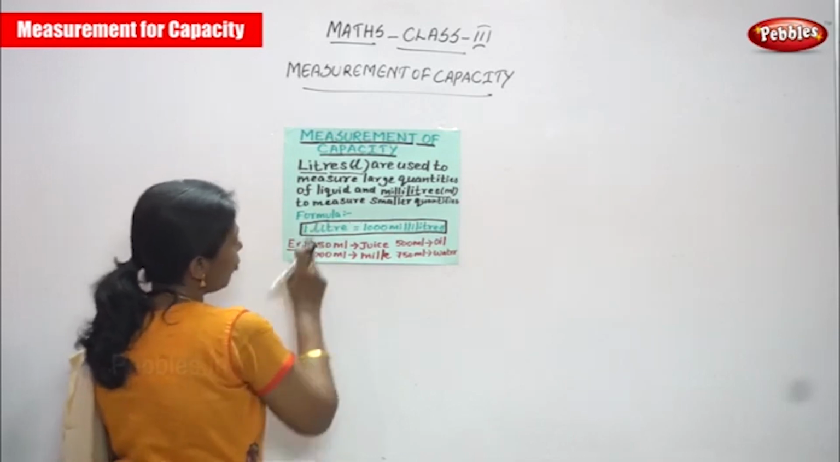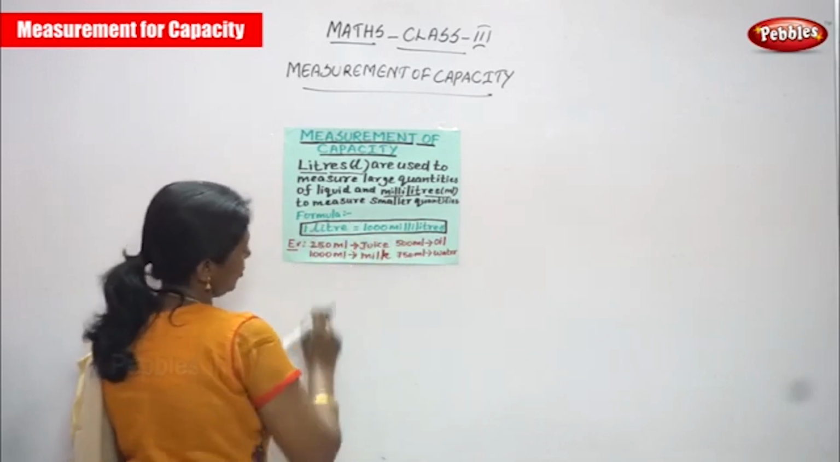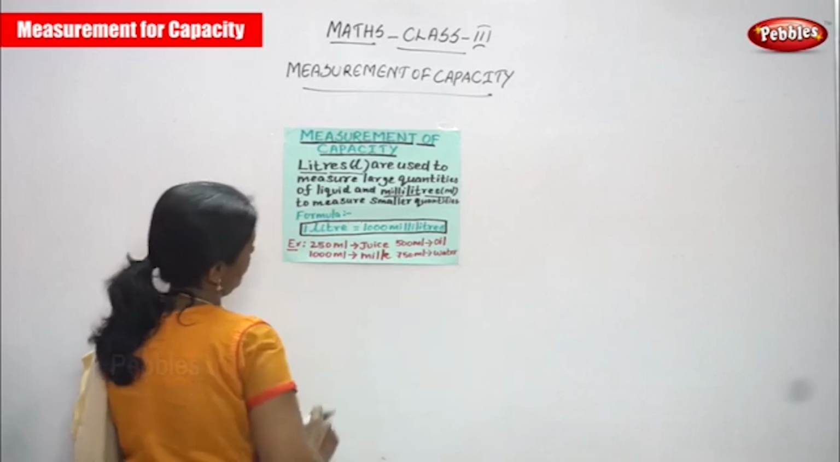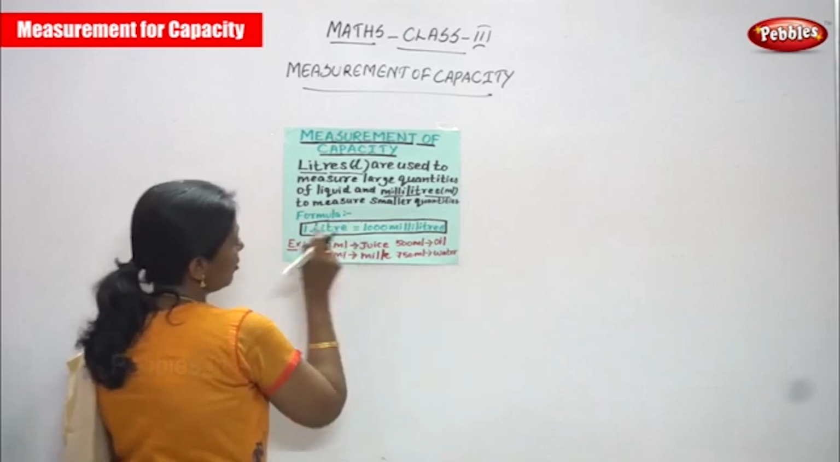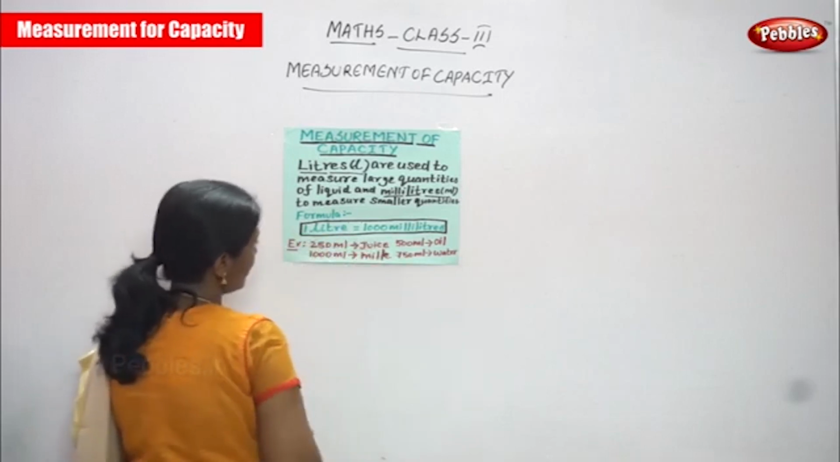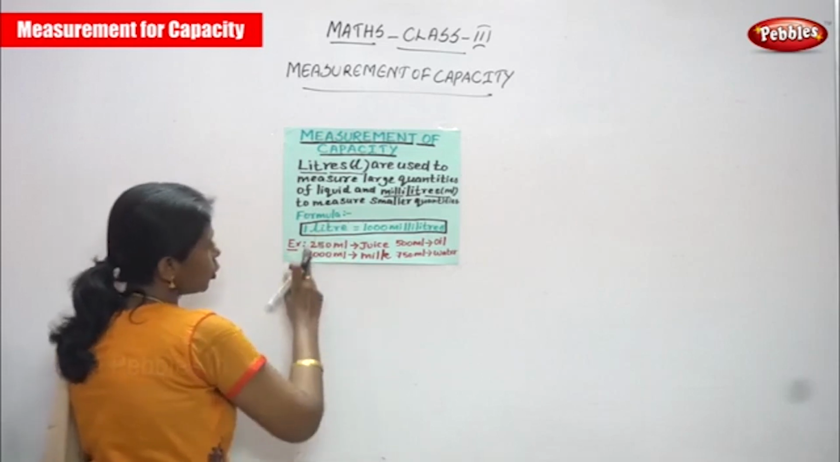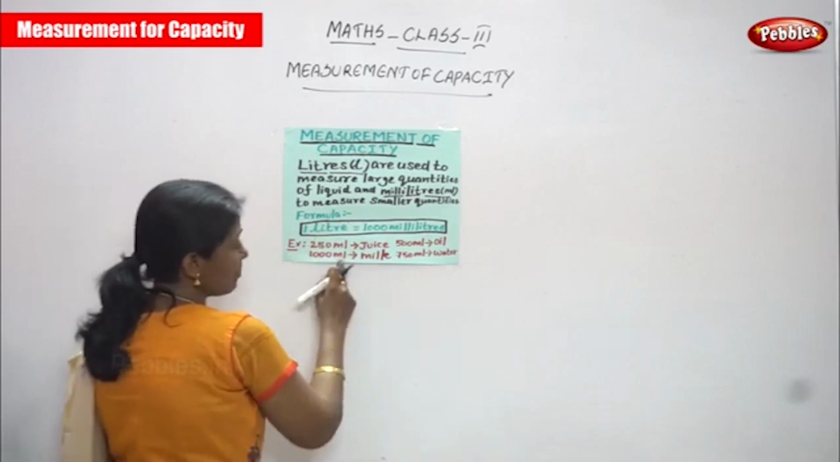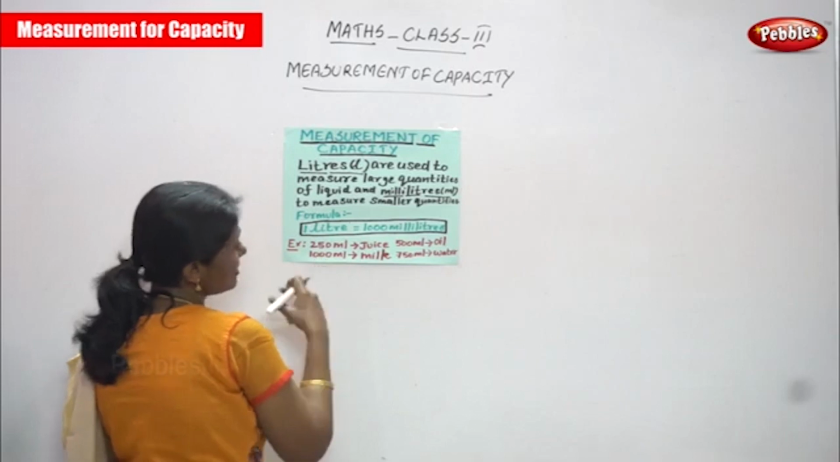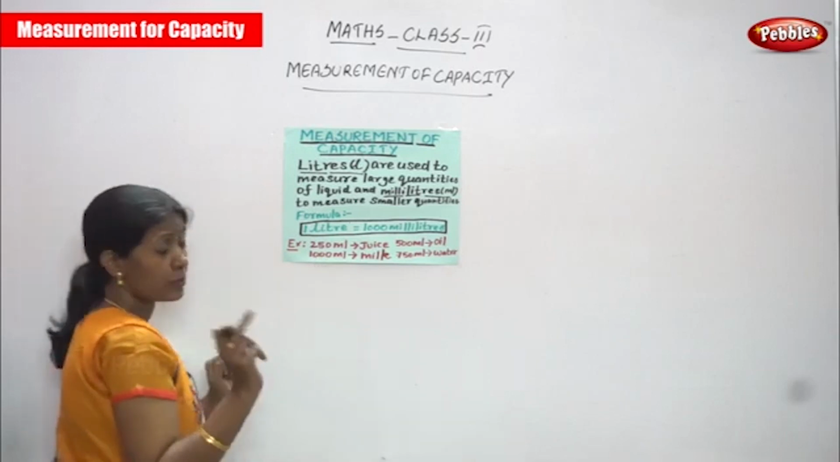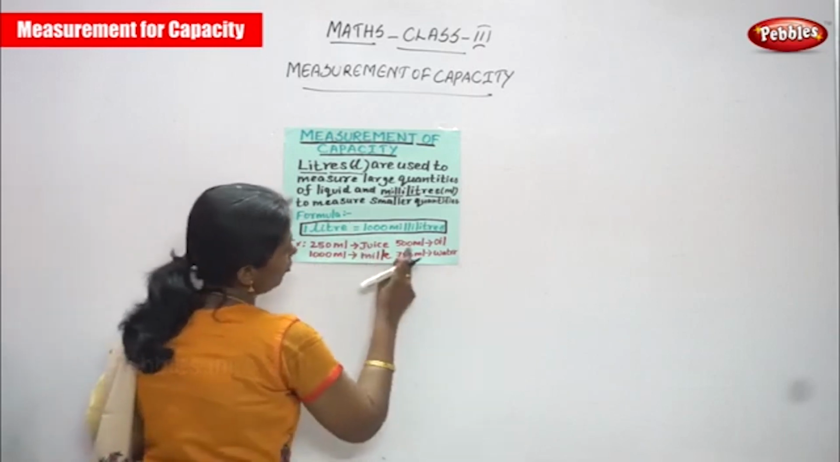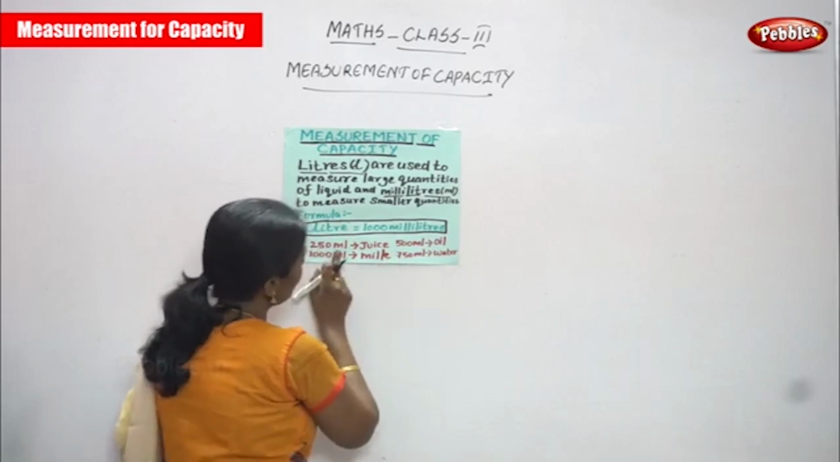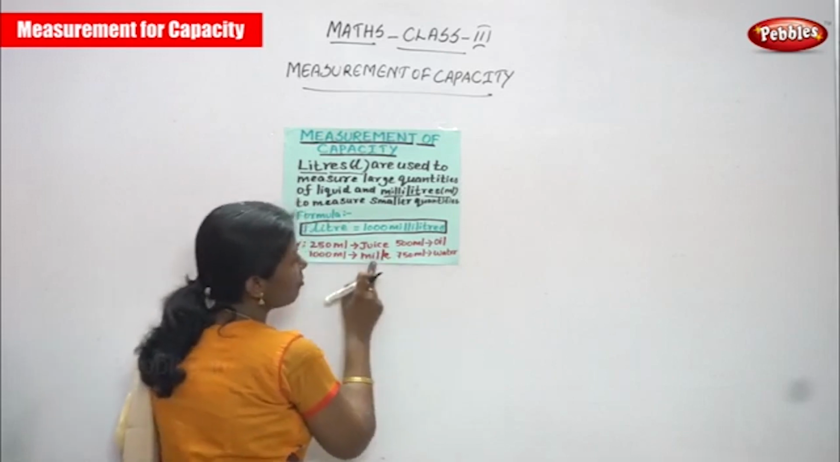Okay, formula: 1 liter is equal to 1000 milliliter. I just want to give some examples. 250 ml of juice and 1000 ml of milk. 1000 ml means nothing but 1 liter of milk.